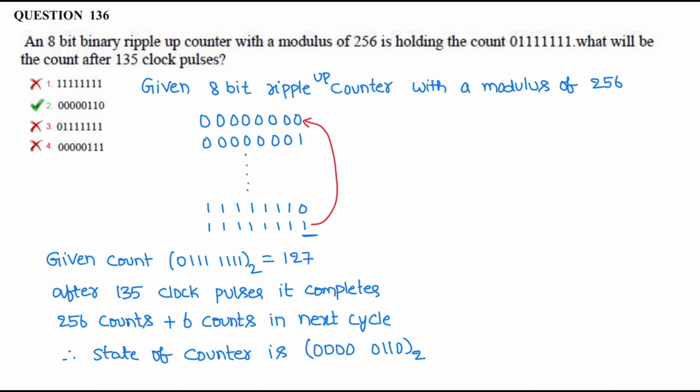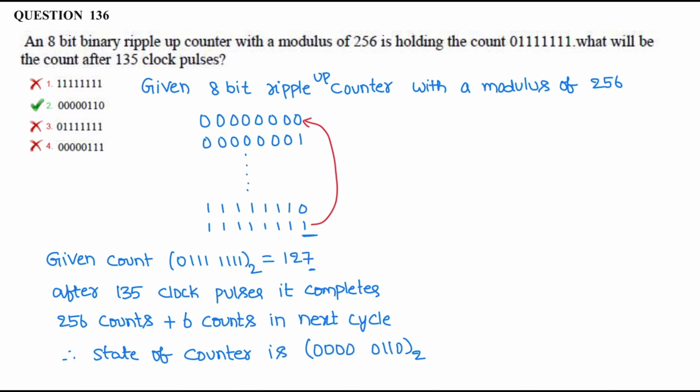Given count is 01111111, its value is 127. Now the initial count is 127. After 135 clock pulses, from 127 it completes 256 counts plus 6 counts in the next cycle. Therefore the state of the counter is 00000110. The correct answer is option 2.